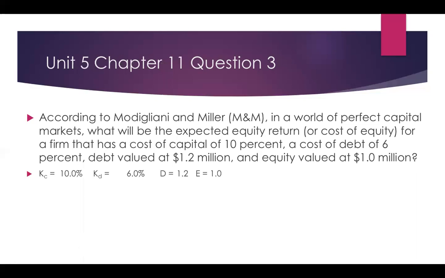So one of the best things to do is always start with what you know. You do know that your cost of capital is 10%. Your cost of debt is 6%. Your debt is valued at 1.2 million. And your equity is valued at 1 million. We also have our equation here. And ultimately, all you'll need to do is plug those numbers in there, and you'll come up with 14.8%.